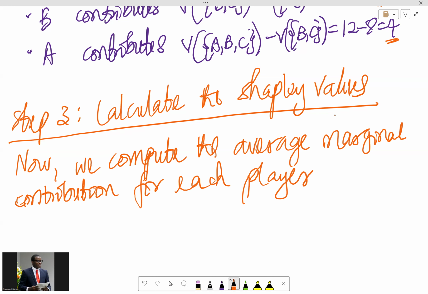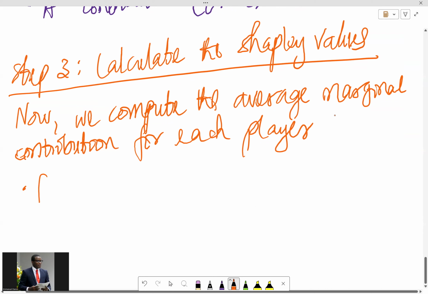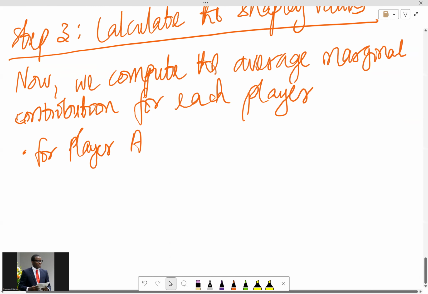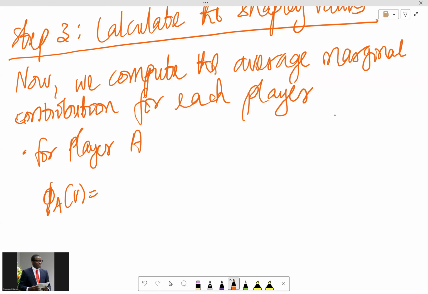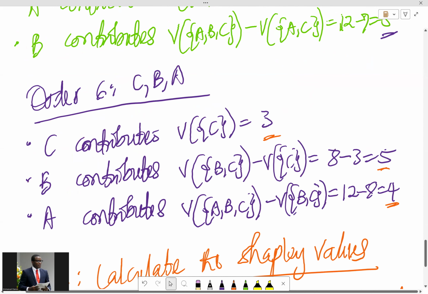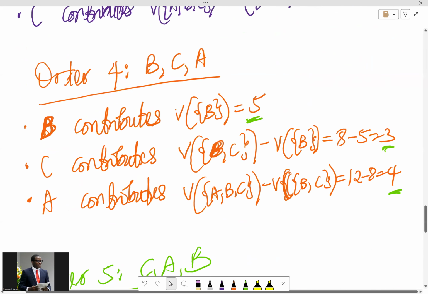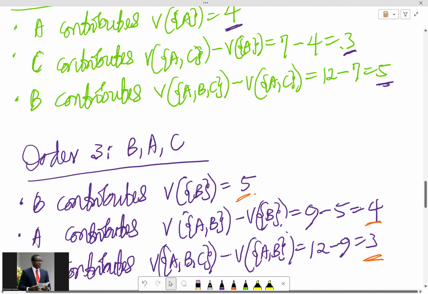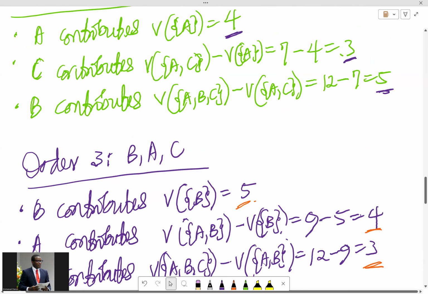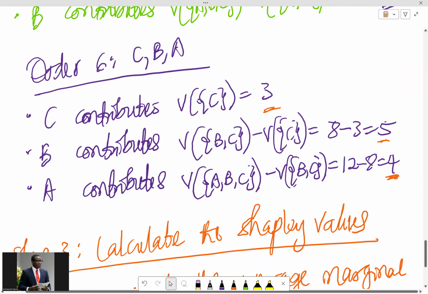And what that simply means is that for player A, we have phi A of V. So average marginal contribution for each player in all the 6 situations, right? Player A here is 4. Player A here is 4. So everywhere it looks like player A is 4. First 4 here, 4 second, 4 third for A, then 4 for A. So it's 4 for A in the 6 places.